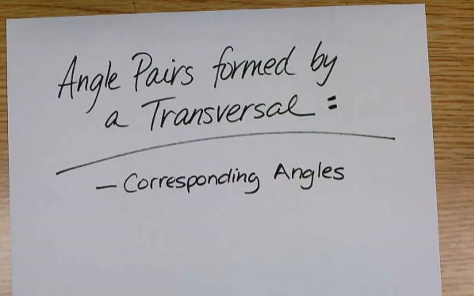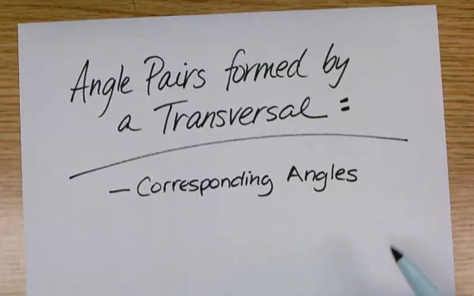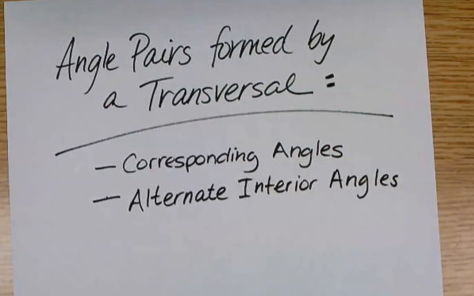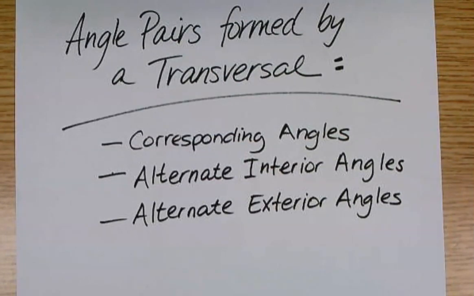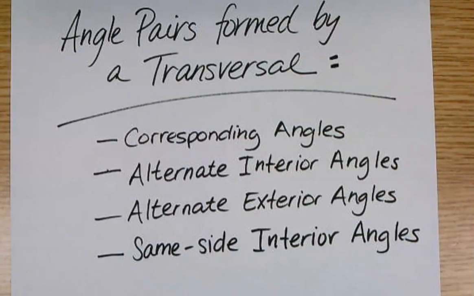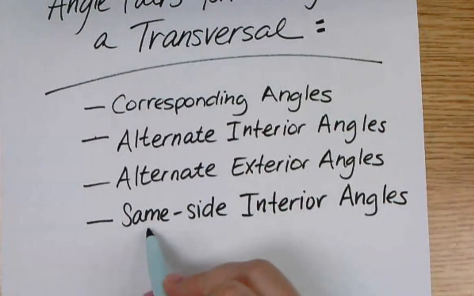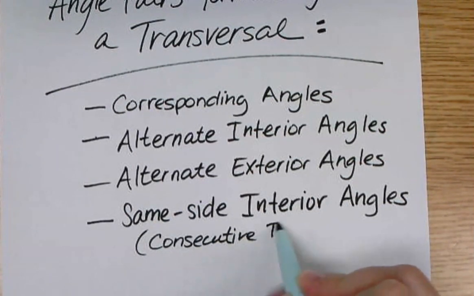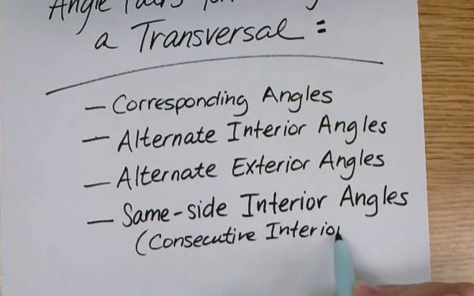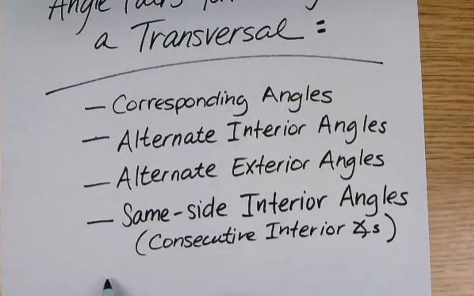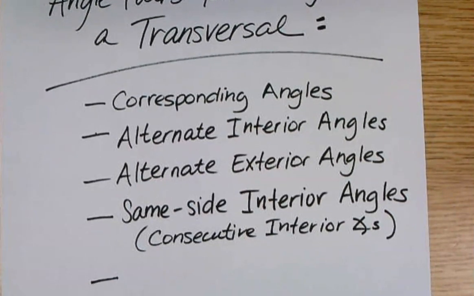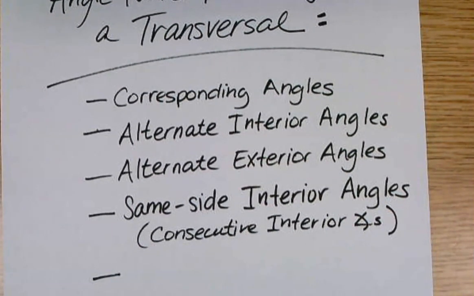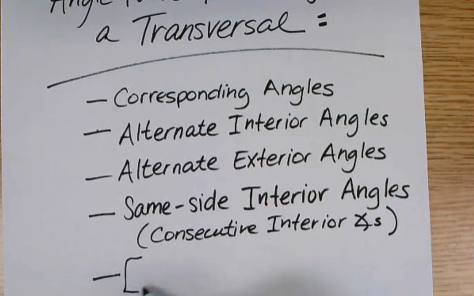Let me just name them first, because you've probably heard of them already. There's corresponding angles. There's alternate interior angles. There's alternate exterior angles. There's same side interior angles, and these have another name too. Sometimes they are called consecutive interior angles, or even just consecutive angles. And then finally, sometimes we talk about same side exterior angles. A lot of books don't even have those listed, but we can mention them as an aside.